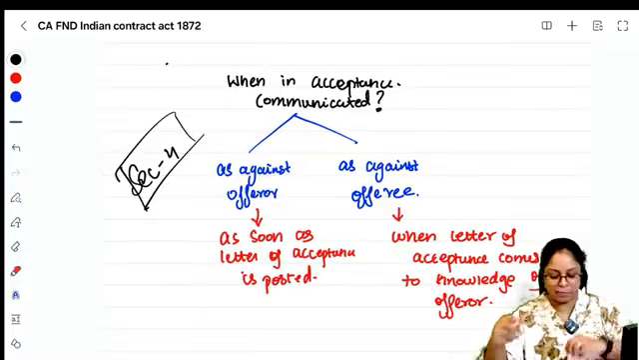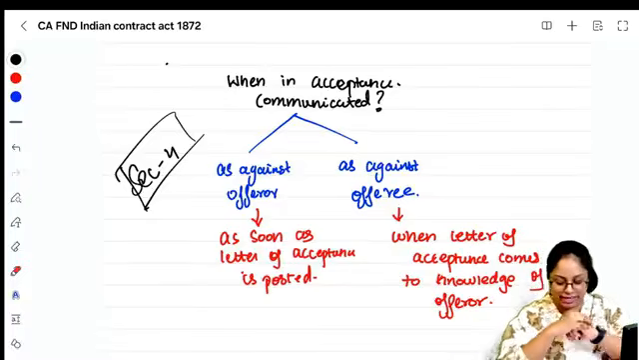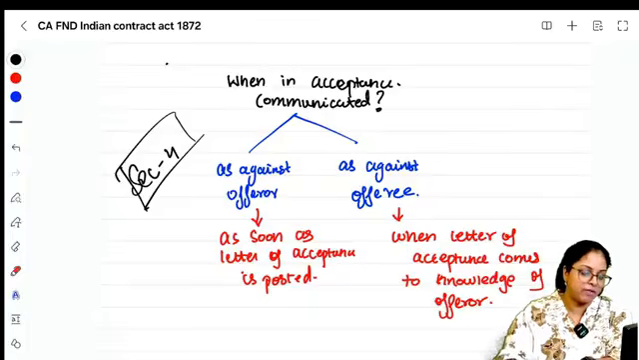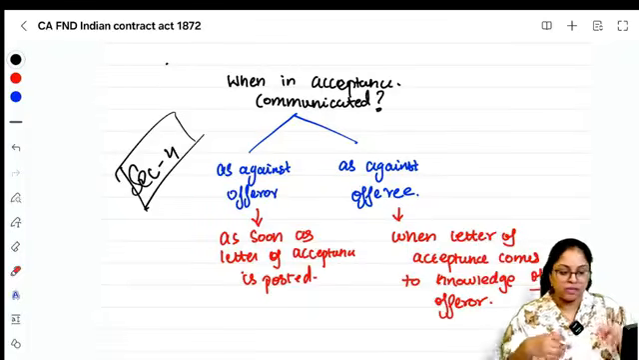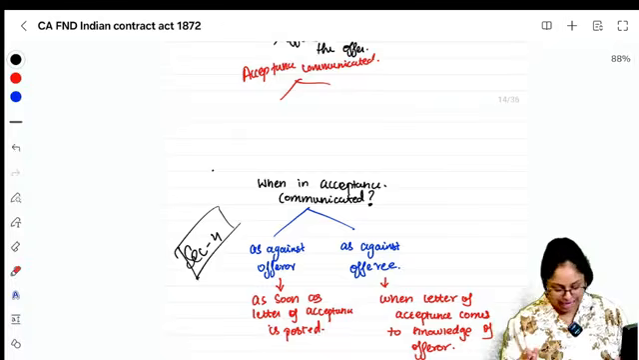Ma'am, what if acceptance and revocation both go at the same time? அப்போ என்ன நடக்கும்? Revocation and acceptance ரெண்டுமே same timeல போகுது அப்படின்னா whichever is opened first. As simple as that.